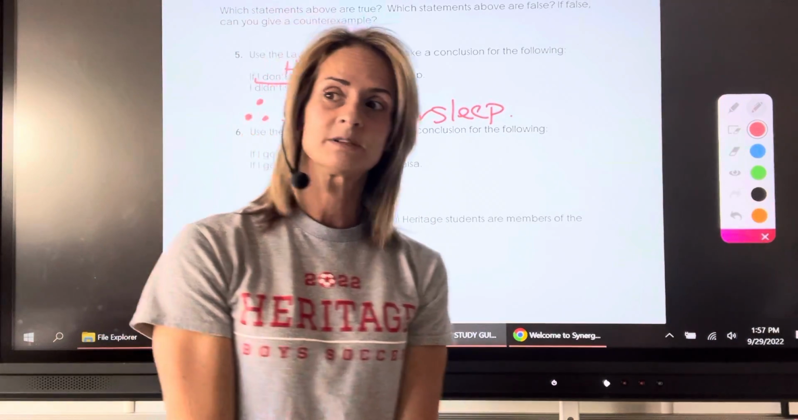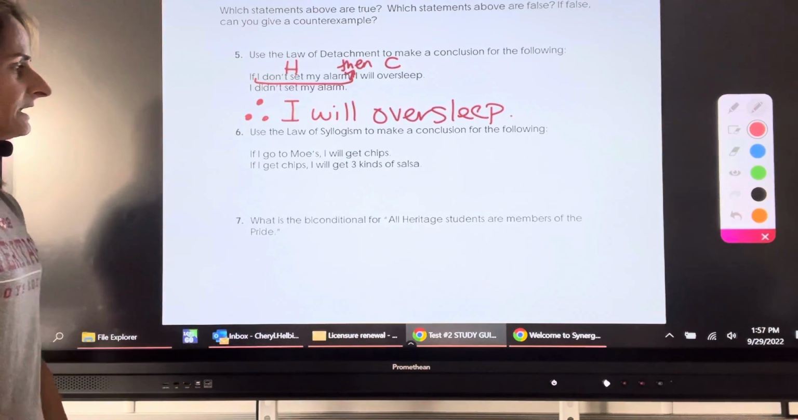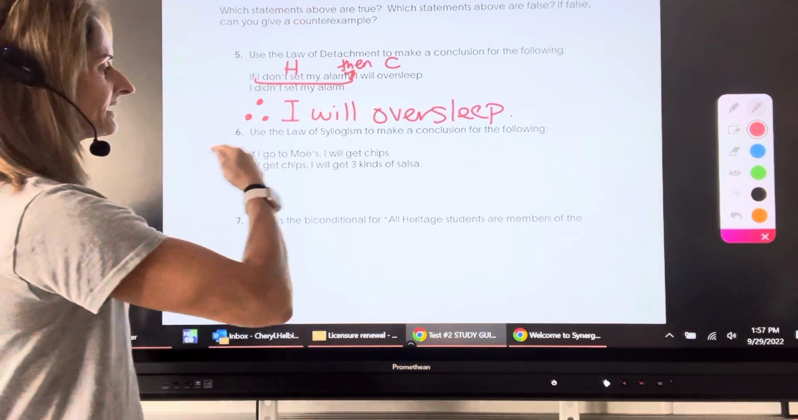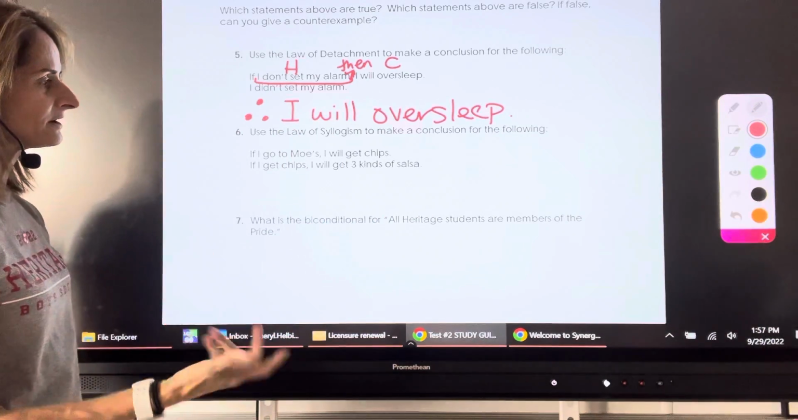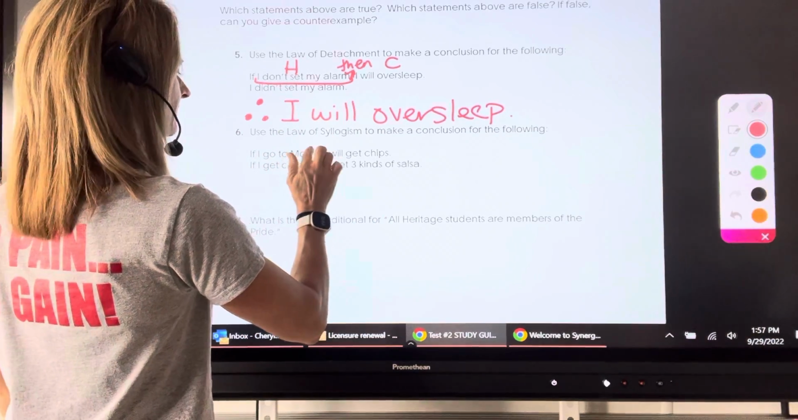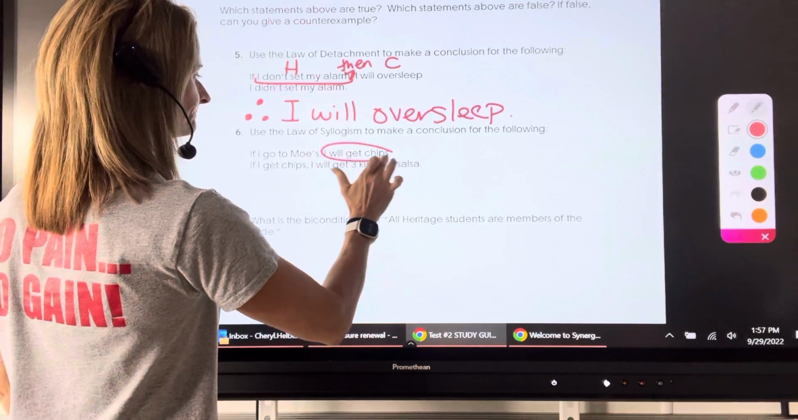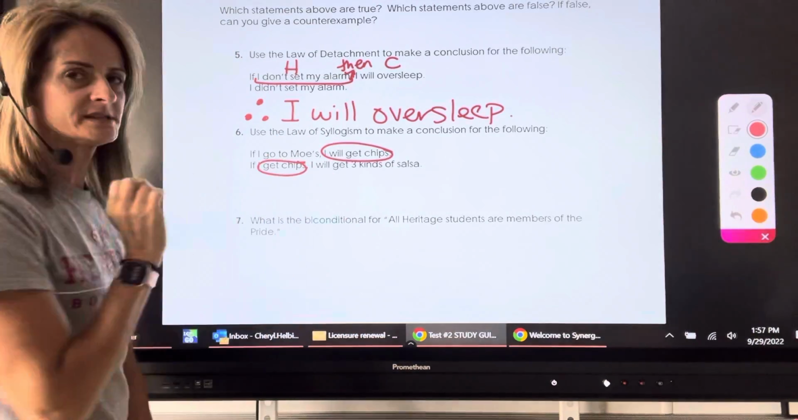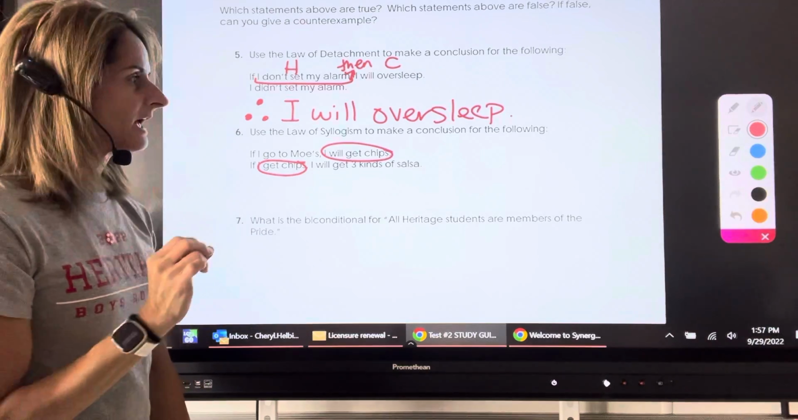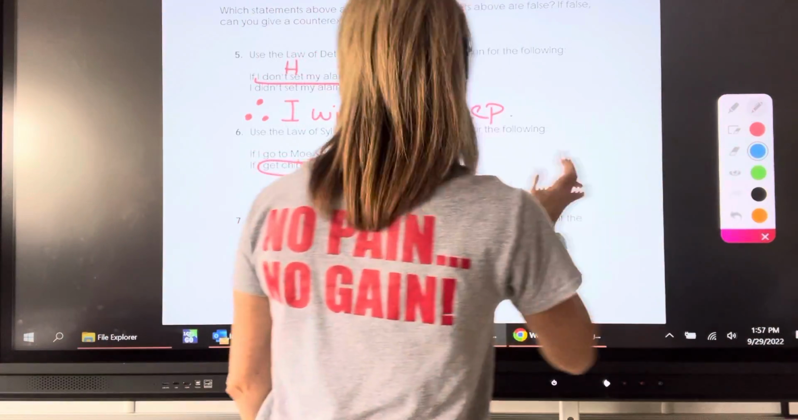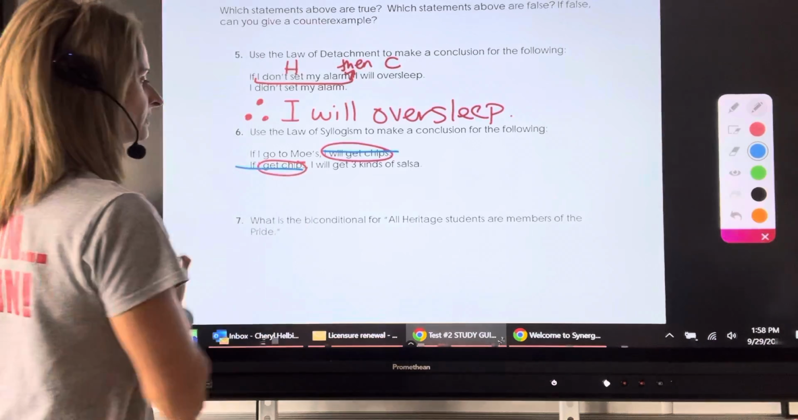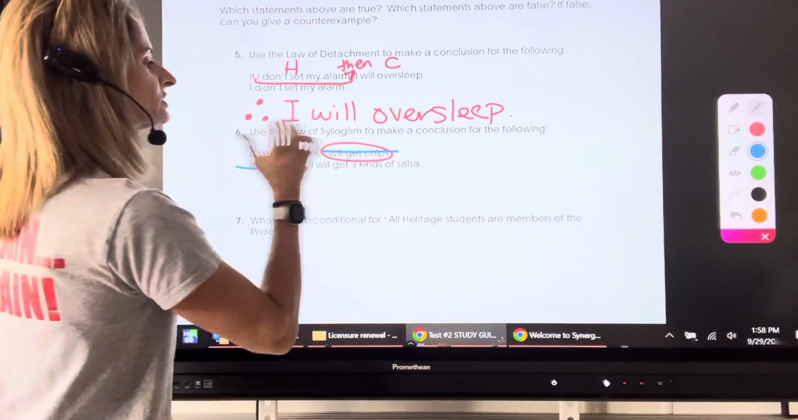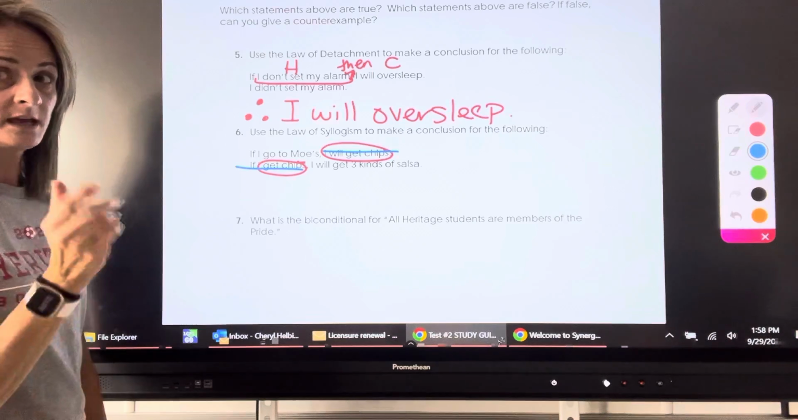Okay, law of syllogism. If I go to Moe's, okay, then I will get chips. If I get chips, then I will get 3 kinds of salsa. So what's happening here is the conclusion of the first statement is the same as the hypothesis of the second statement. And because of that, we can just cancel them out. We can cross out that middleman right there and go straight from the hypothesis of the first statement to the conclusion of the second one. And that's all we're doing.